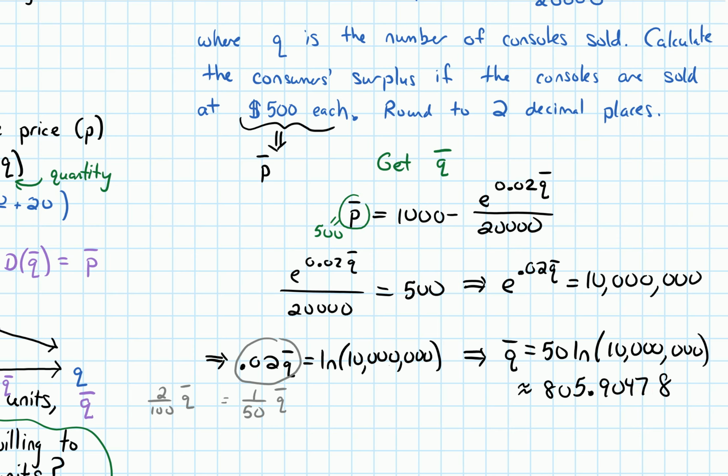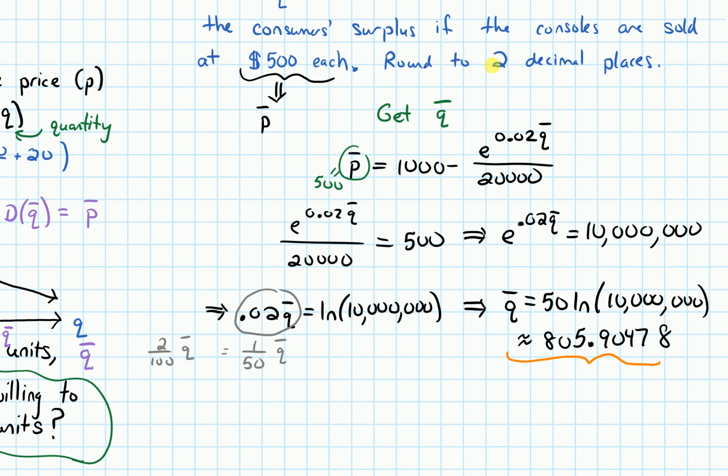I get 805.90478. I rounded it to 5 decimal places. My general guideline about rounding is, ultimately I need to round to 2 decimal places at the end. That's what my question asked for. If I need to round somewhere before the very end of my question, I would use at least 2 extra decimal places when rounding before the end.